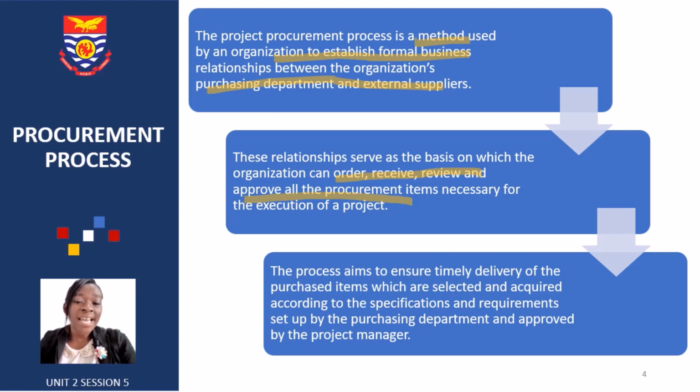So the process aims at ensuring there's timely delivery of all purchased items, which are selected and acquired according to the specifications and requirements set out by the purchasing department and approved by the project manager. This is very, very key. The purchasing department can't just go and buy things which the project manager has not approved, because we made mention from the start that the project manager is very key for the overall performance of the project, and so he makes all the decisions and approvals or gives the authority for things to be done in the project. And so you can't just go outside your project manager and do what you want to do.